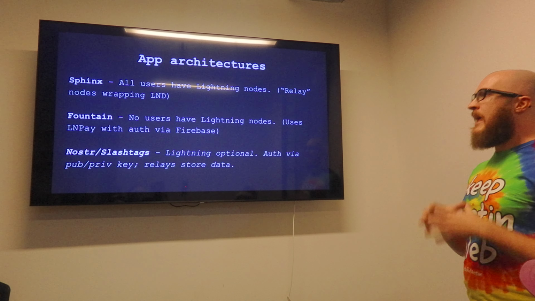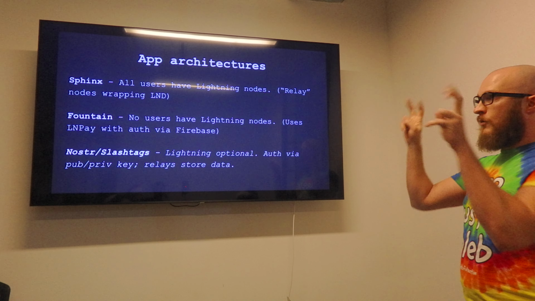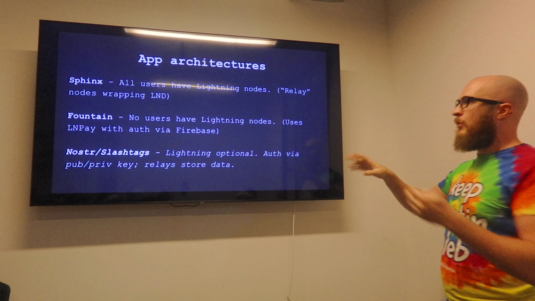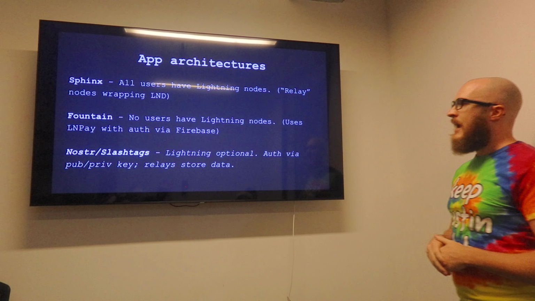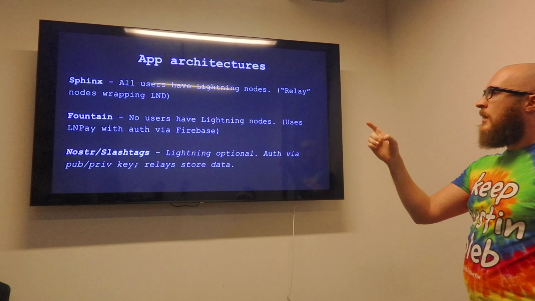So in the Sphinx model, every user has their own Lightning node, the quote-unquote relay nodes that wrap LND, and they've got support for Greenlight and Umbrel and just different ways of people running their own nodes and plugging in, and they offer a business service hosting that in the cloud.